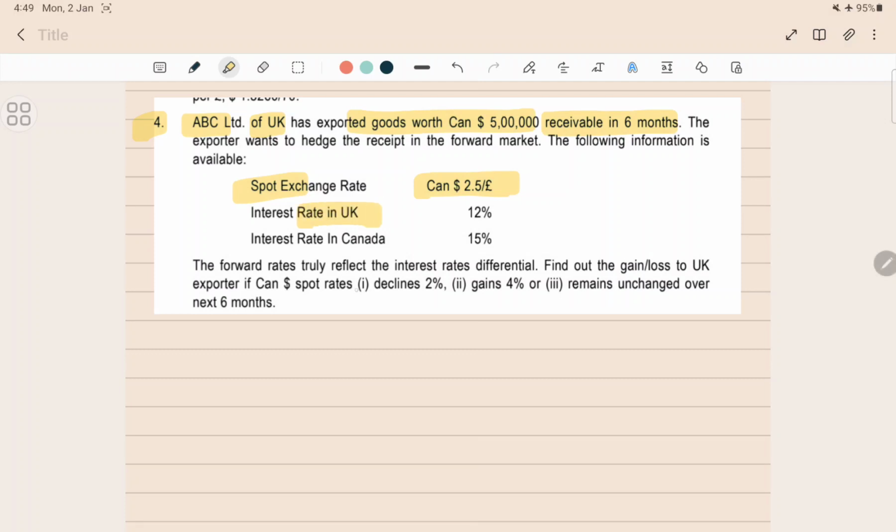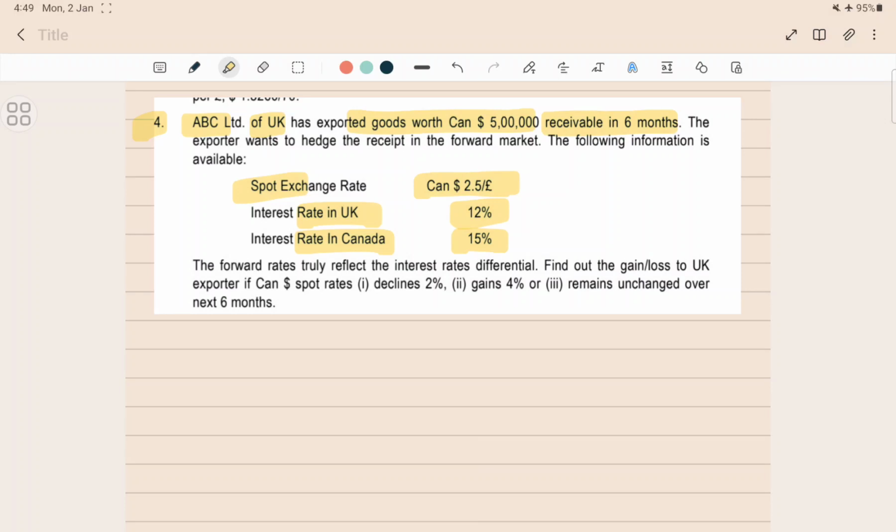Interest rate in UK and interest rate in Canada is given to you as 12 and 15 respectively. This is per annum. Okay, then forward rates truly reflect the interest rate differential. Find out the gain or loss to UK exporter if the Canadian dollar spot rate first declines by 2%, then gains by 4%, or remains unchanged over the next 6 months. That is, what is the spot today? 2.5 remains the same after 6 months.